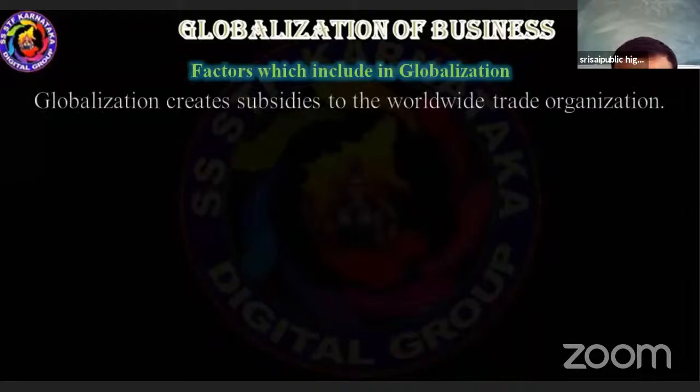Globalization creates subsidies to the World Trade Organization. It means concessions in trade, also in the selling of that kind of goods in the business.